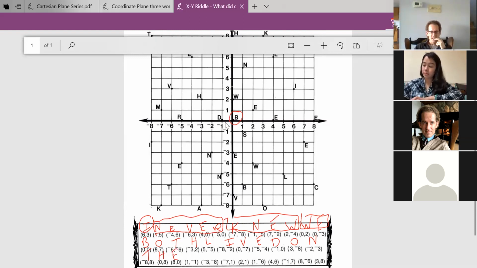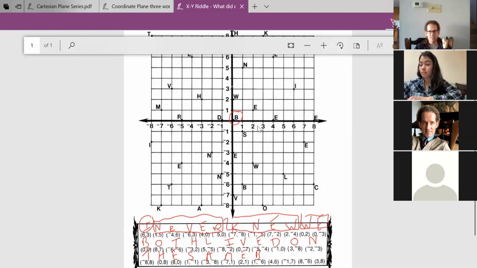In 1, negative 1, I go over 1, I go down 1. That looks like an S. Negative 3, negative 8. So I go over here, and then I go down. Looks like an A. Negative 7 and 1. I go over 7. I go up 1, an M. And then 2, 1. I go over 2, up 1. Looks like an E. 1, negative 6. I go over 1. I go down 6. I think that's B.